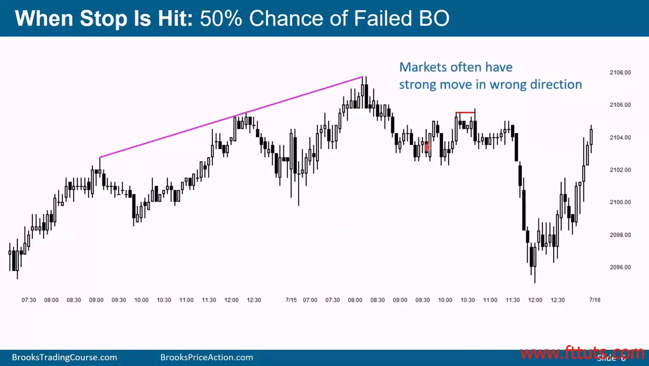It's very common for the market to have strong moves in the wrong direction. In other words, they appear to be going one way, that attempt fails, and then you have an even stronger move in the opposite direction. Here you have a strong bear breakout, bad follow through, and we got a reversal back up.